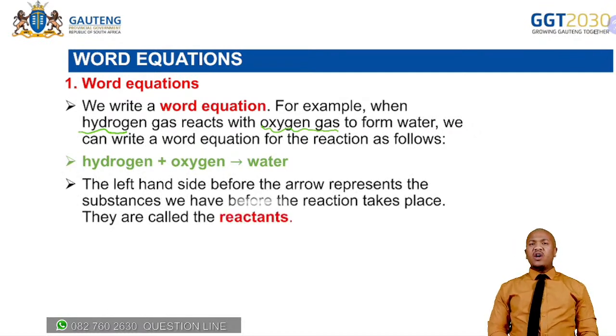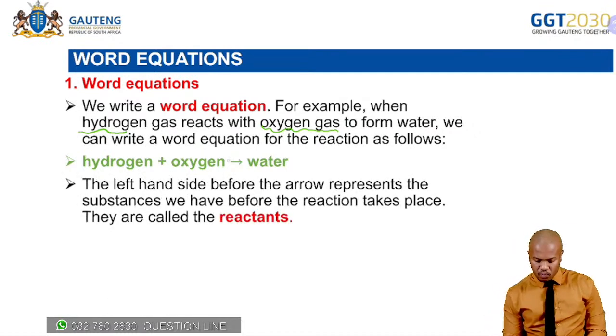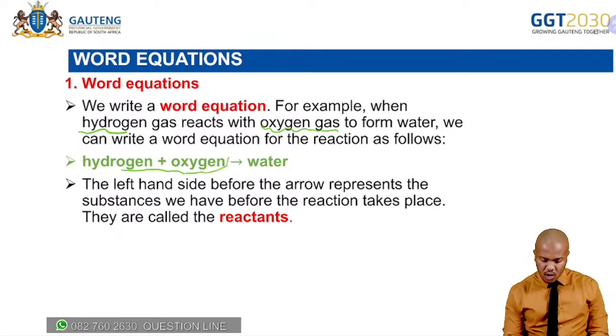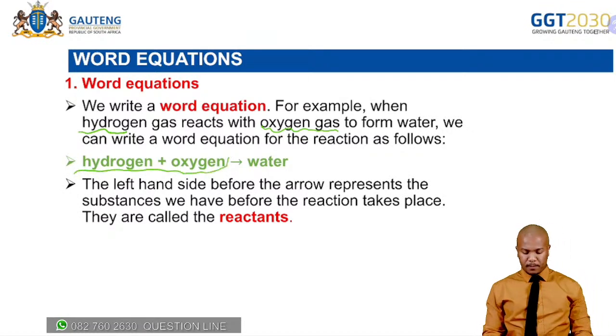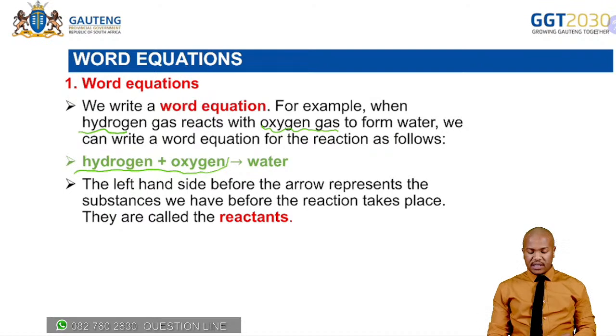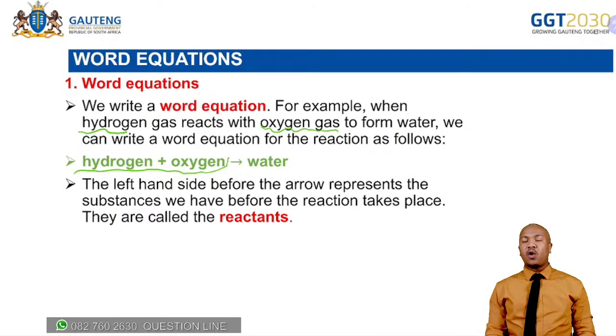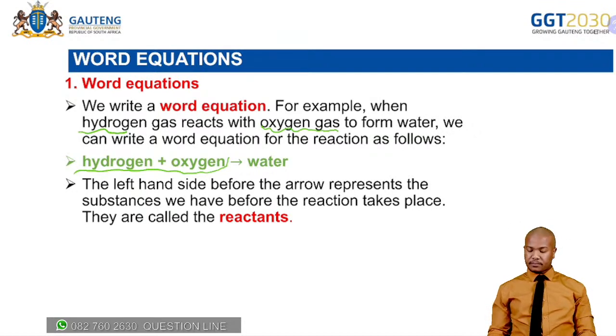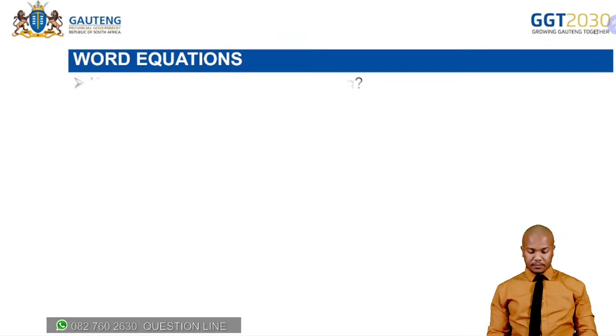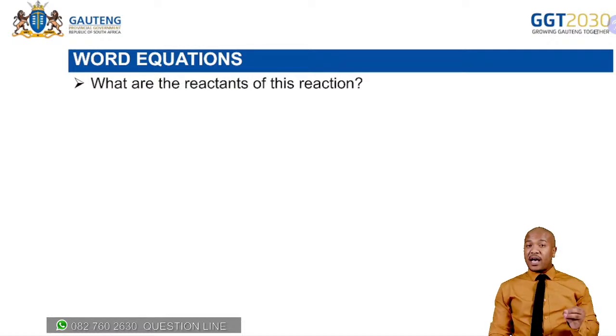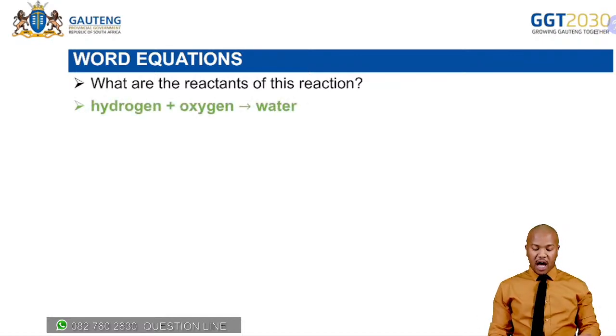So now, on the left-hand side of the arrow, we call those reactants because they react with each other to form a new product. So these ones are our reactants. Moving on. Now, let me ask a question. What are the reactants of this reaction? Here is the reaction. Hydrogen plus oxygen equals water.